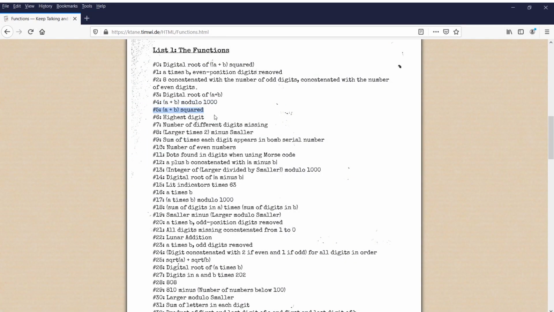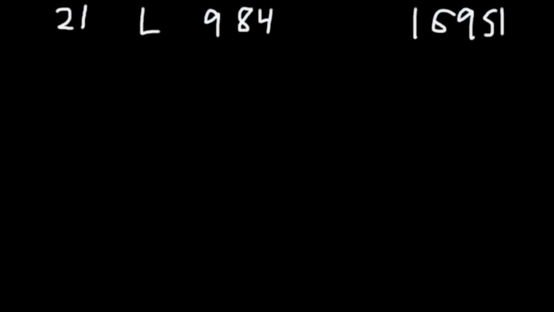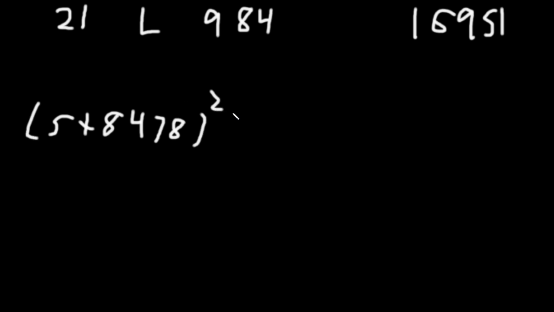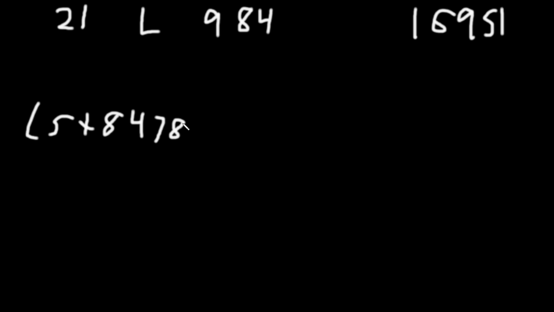Now, a plus b squared. This one could be interesting. It's basically 5 plus 8, 4, 7, 8, and then you square that. So that would be 5 plus 8, 4, 7, 8 squared. That gives you 7, 1, 9, 6, 1, 2, 8, 9. And that obviously does not equal this, so it's not a plus b squared.